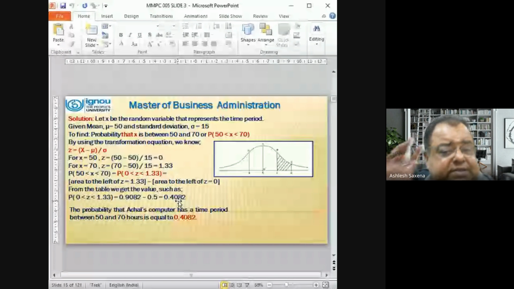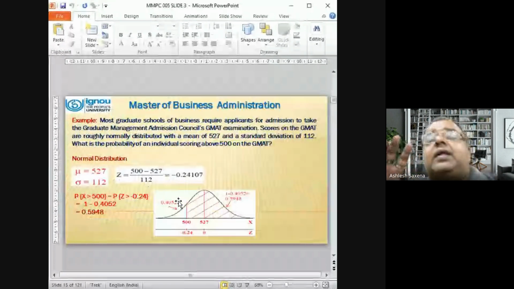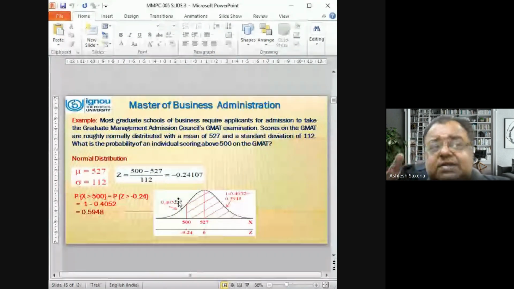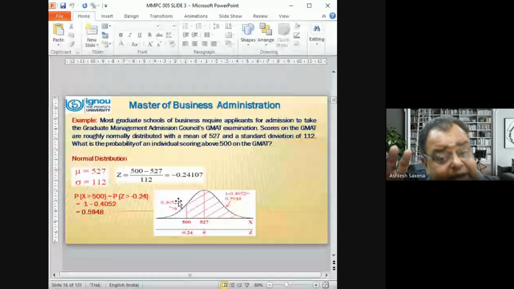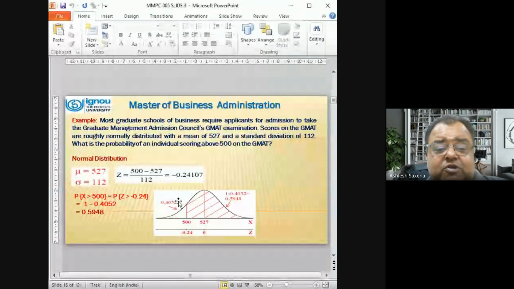Another problem. I'm discussing this part with two, three problems because this is the actual problem from where normal distribution is applied. One should be aware of how it is applied. Most graduate schools of business require applicants for admission to take the Graduate Management Admission Council's GMAT examination. Scores on the GMAT are roughly normally distributed, with a mean of 527 and a standard deviation of 112.